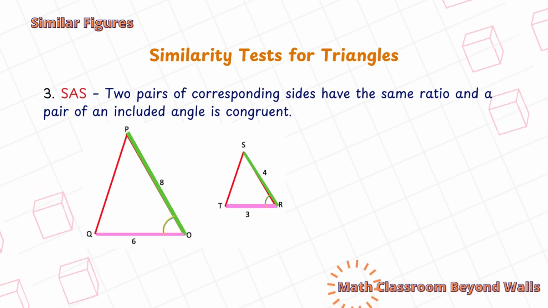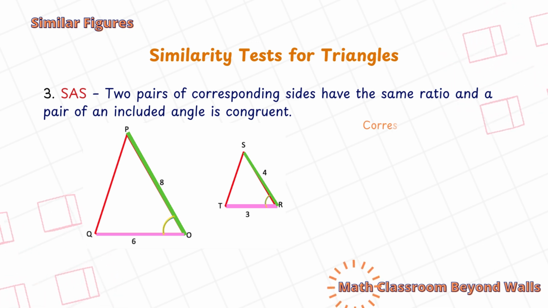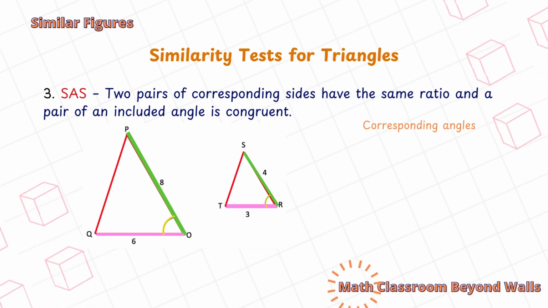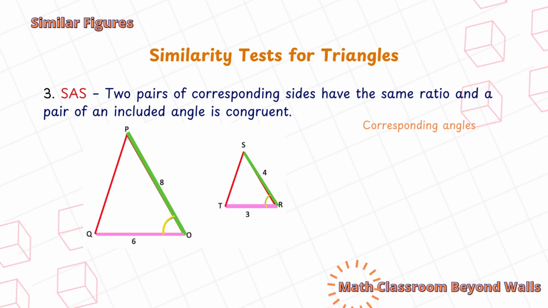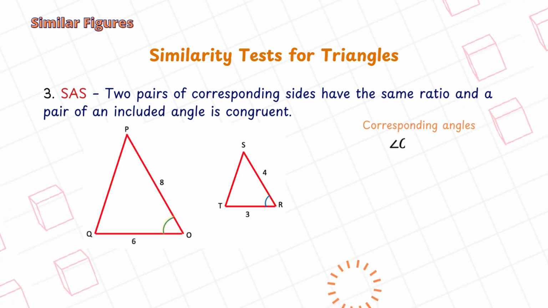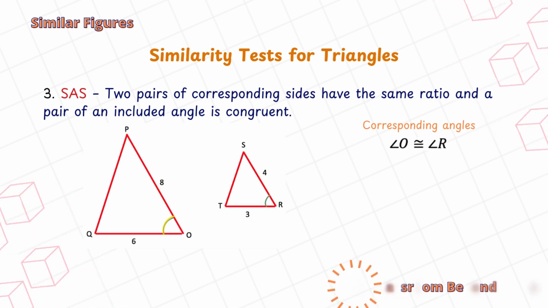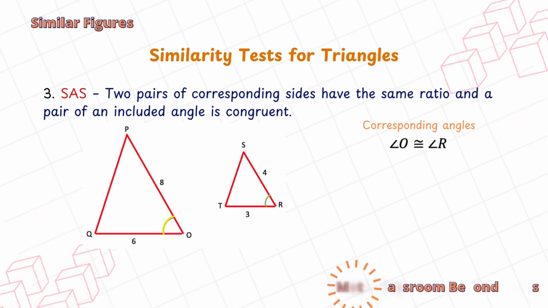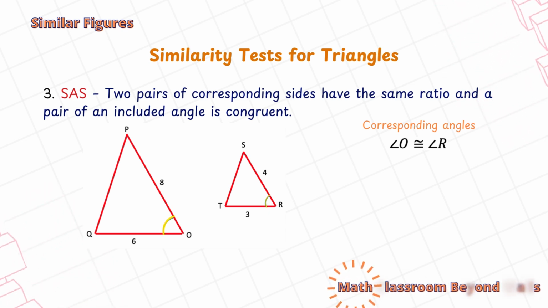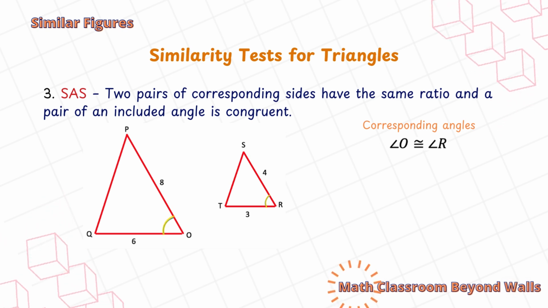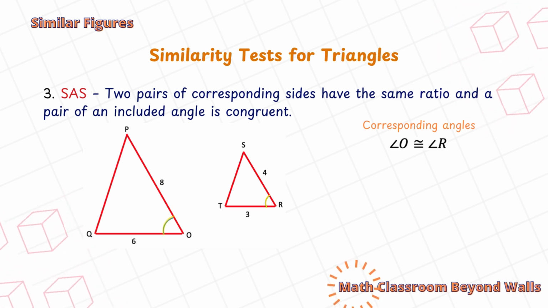The figures show us that the included angles are congruent, for they have the same number of arcs. That is, angle O is congruent to angle R. We just need to test the two pairs of corresponding sides. We'll start by setting up the ratios of the corresponding sides, then get the ratios.